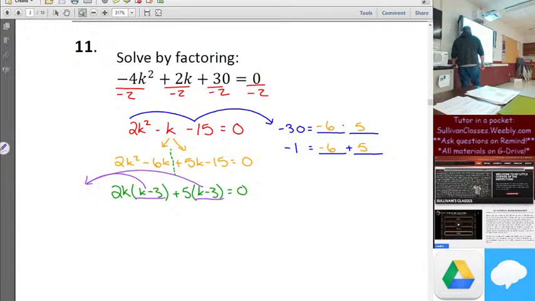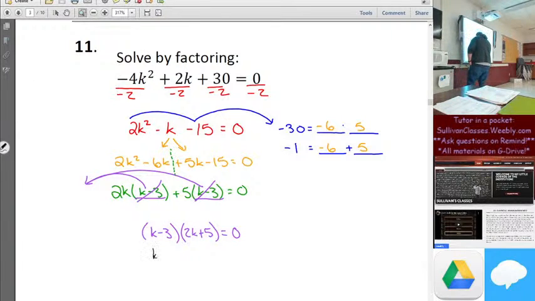So factoring is the opposite of distribution. Well, technically factoring is the distribution principle, but if I take that K minus 3 out, I'm left with a 2K plus 5. Cool, I factored it, I'm done. Keep going.